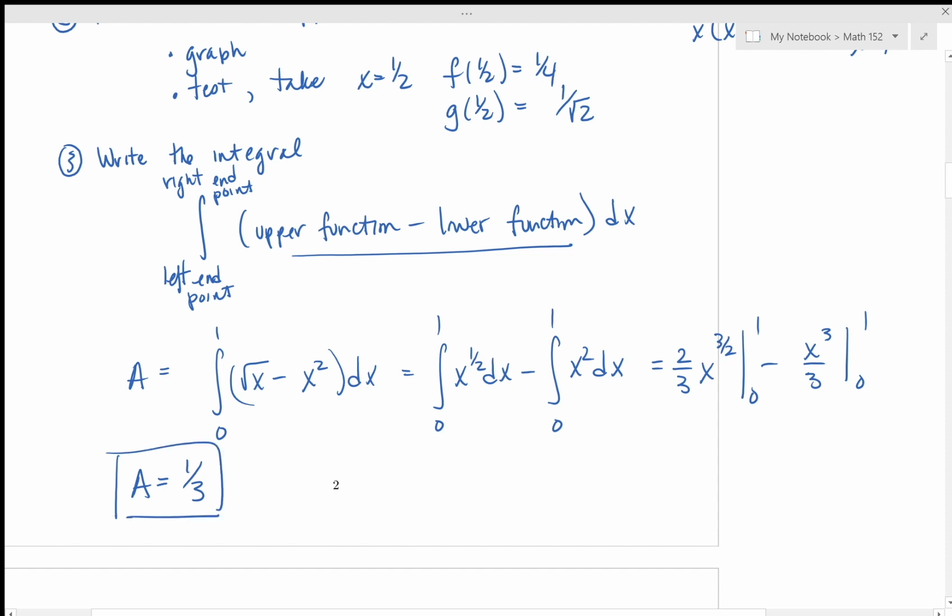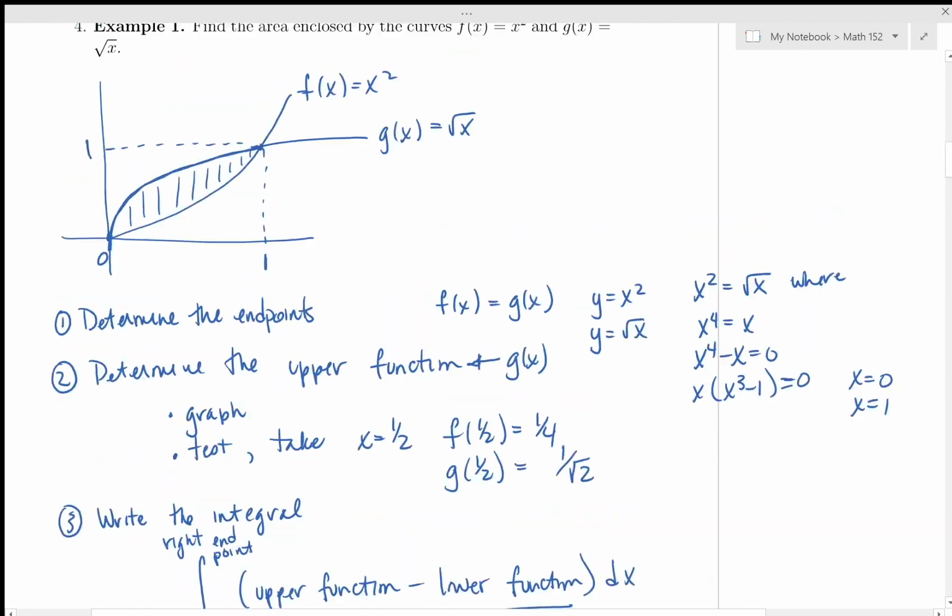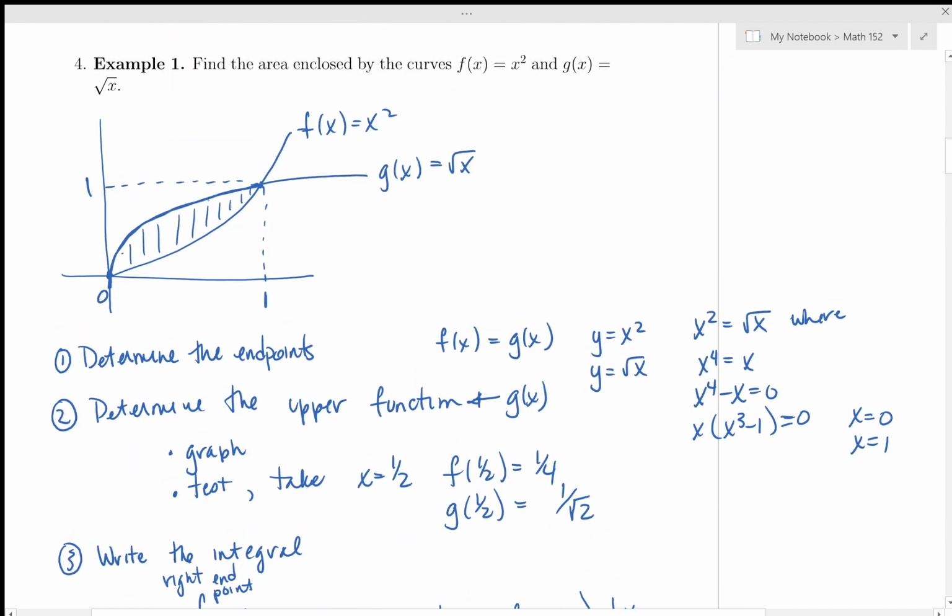Okay, as an exercise, just confirm that both of the other integrals are 1/3. So it's kind of interesting. We just computed that this area here is 1/3, that's the area between the curves, and I'm saying that this area is also 1/3, and this area here is also 1/3. This area here is also 1/3.